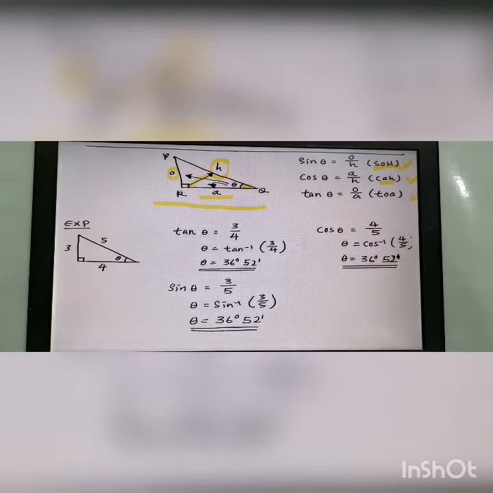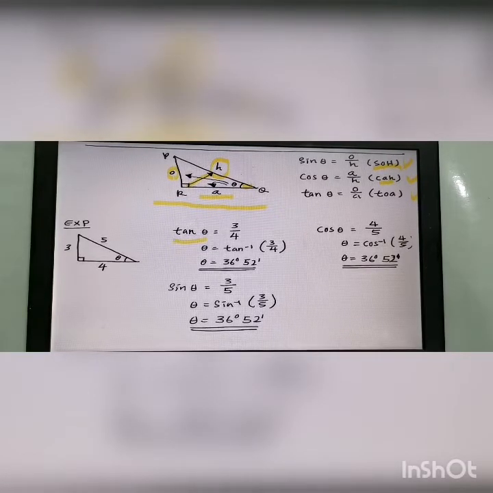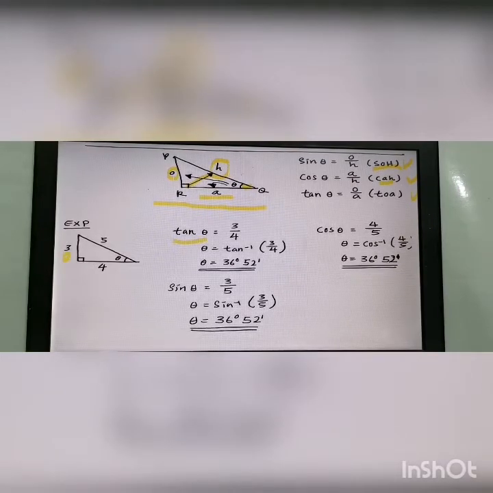Right, for example, they give you this number, all the lengths already, and then they ask you to find tangent theta. As we know, tangent is TOA, is O over A. In front of the theta here is O. In front of the 90 degree, we put H, and this one will be A. Tangent is O over A, right? So in front of the angle is 3 over 4. This is the answer, 3 over 4.